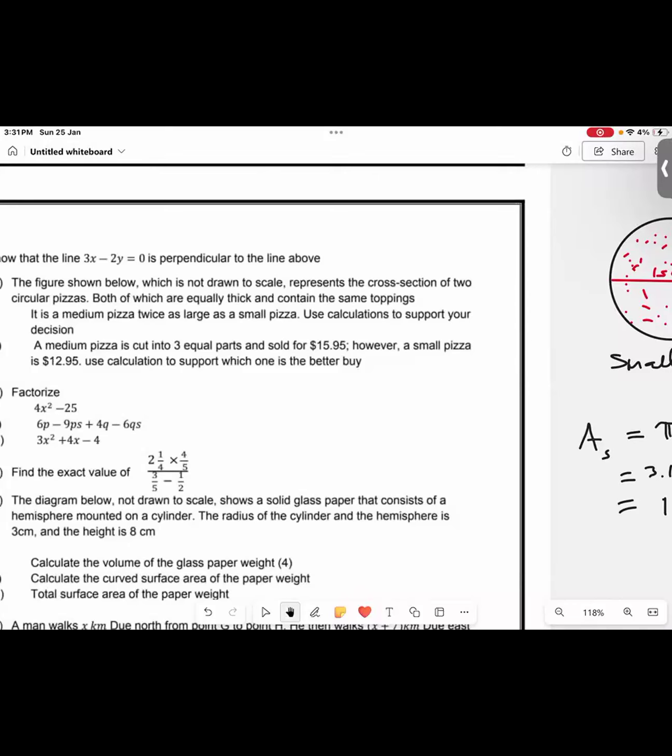All right, next question says, here's a biconditional statement. It says that a medium pizza is cut into 3 equal parts, and each slice is sold for $15.95. However, the small pizza is sold for $12.95. Which is the better buy? And based on your decision, use calculations to support it.